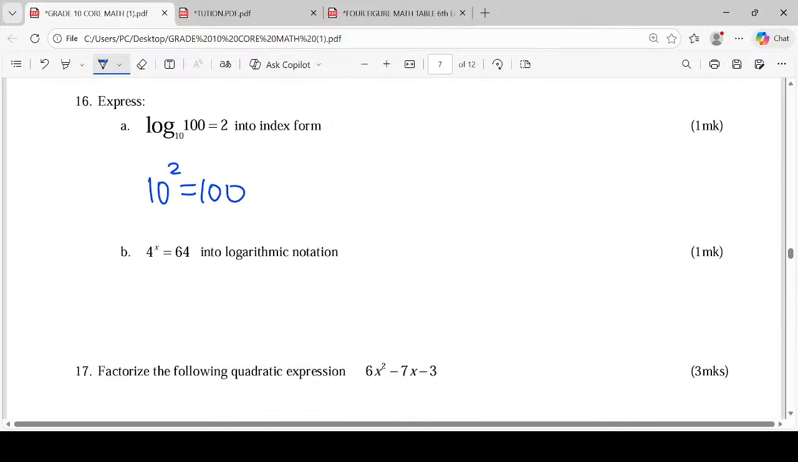4 power x is equal to 64. Into logarithm form, this will be written as, when you're given 4 power x is equal to 64, this will be written as log to base 4 of 64 is equal to x. That is now in logarithmic form. Log to base 4 of 64 is equal to x. That is in logarithmic notation.